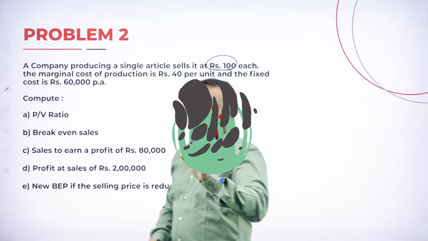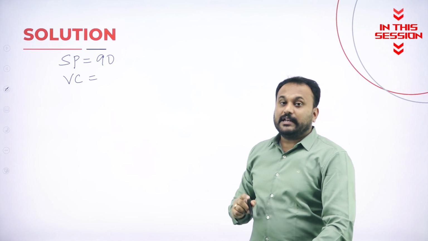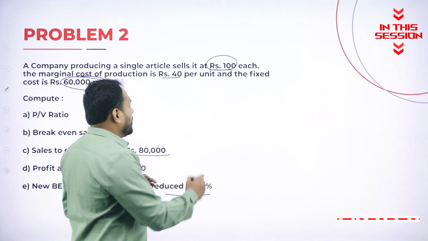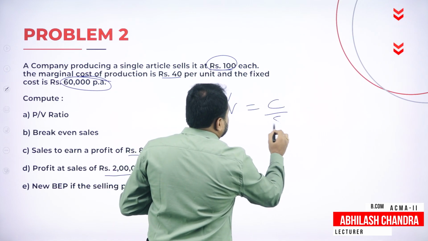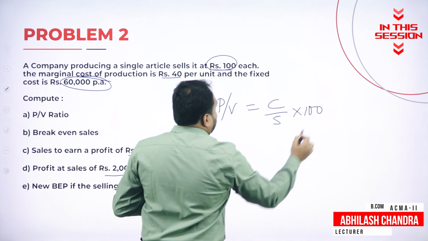Marginal cost is also known as variable cost. Variable cost per unit will never change. PV is all about the relation between contribution and sales into 100.